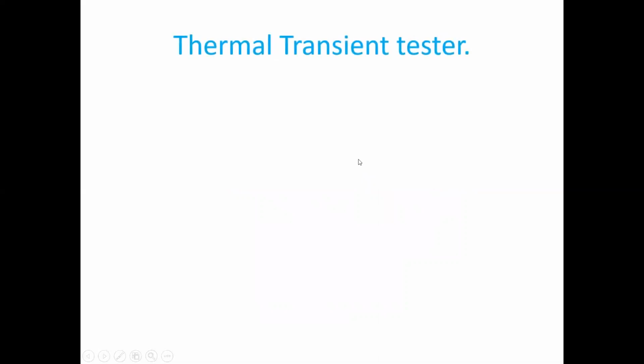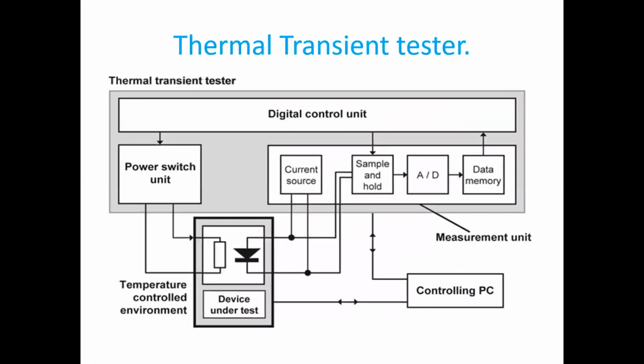So here the block diagram of a thermal transient tester is given. This is the temperature controlled environment. This is the device under test. This is the power switch unit, and this one is the current source. This is the sample and hold circuit, and this is the AD analog to digital converter. This one is the data memory, and this is the controlling PC. And this one is the digital control unit. So like this a thermal transient tester is designed.